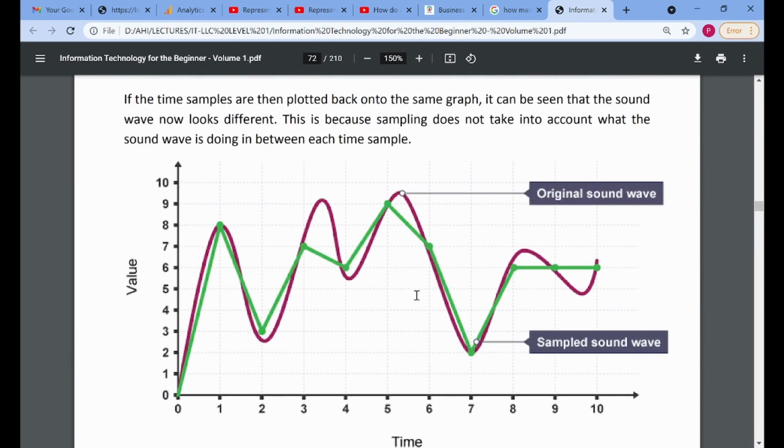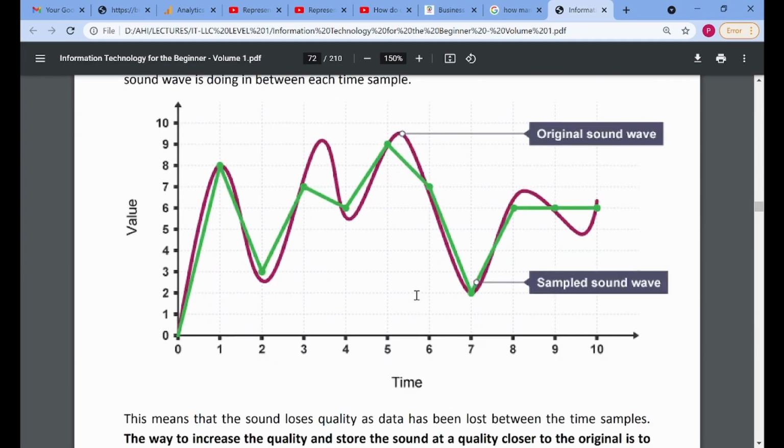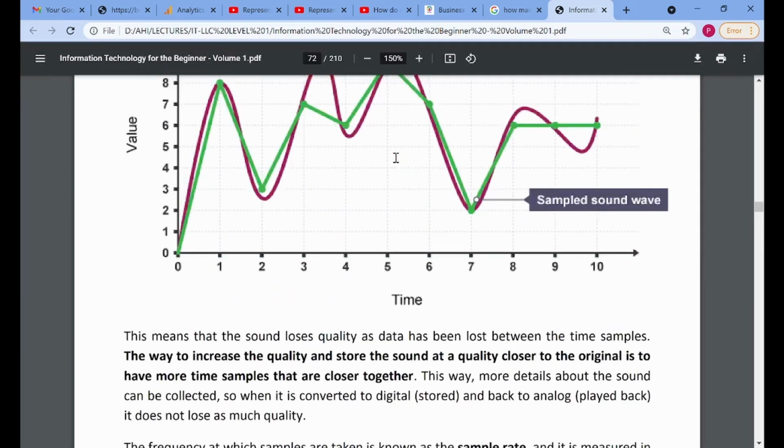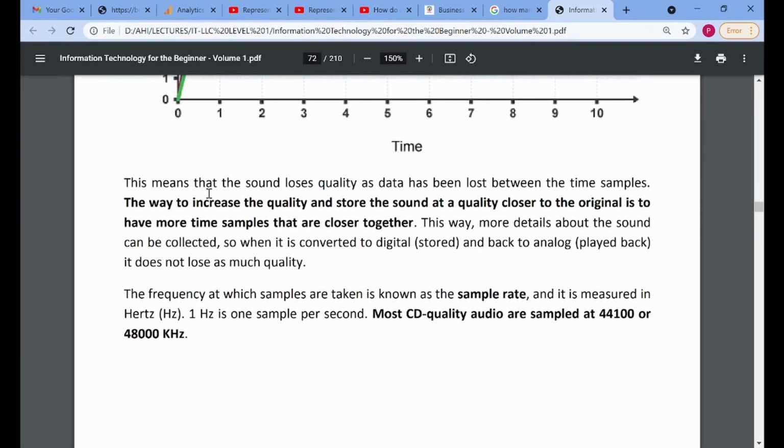The last part of the note says that when you plot your chart and it doesn't look the same, this means that the sound loses quality as the data has been lost in between the time samples. The way to increase the quality and store the sound at a quality closer to the original is to have more time samples that are closer together. That's why we talked about the sample rate. This way, more details about the sound can be collected.